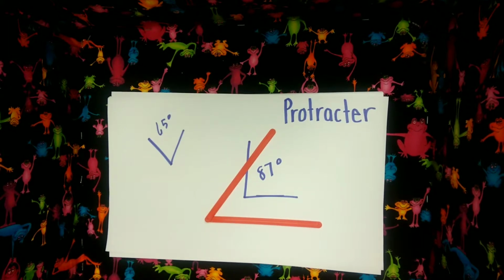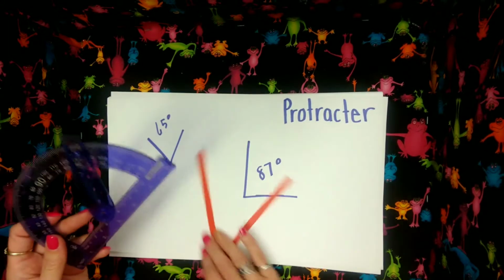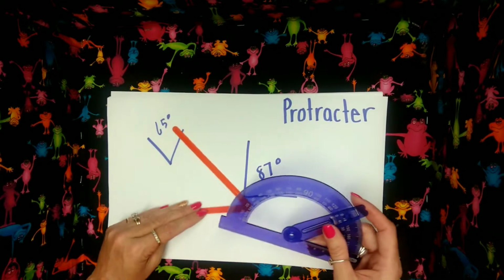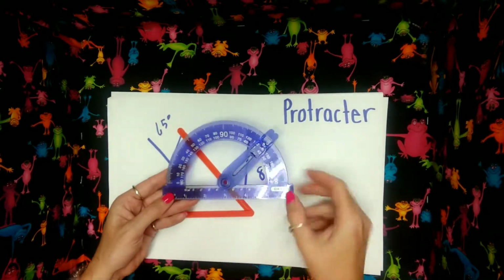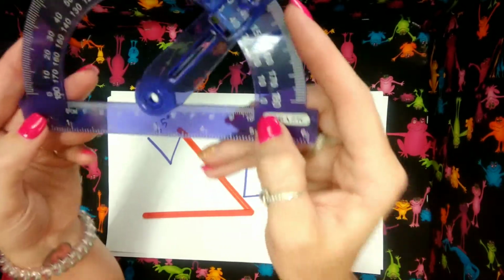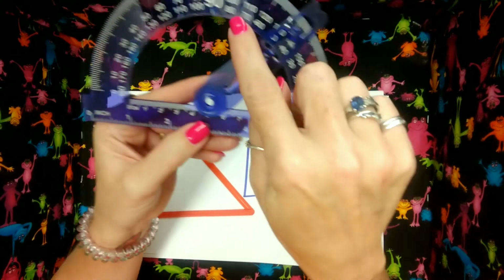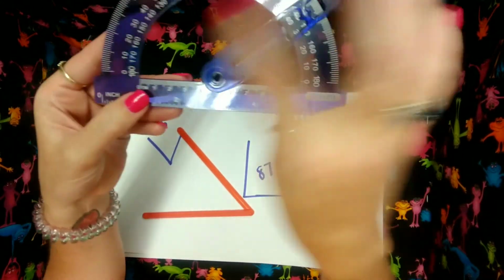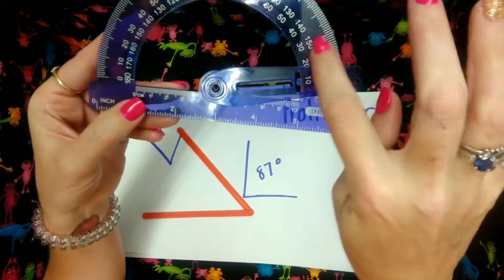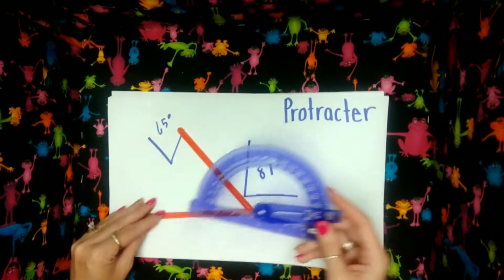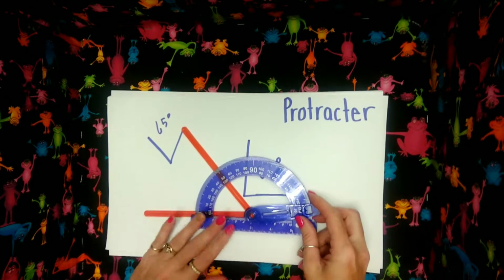All right, let's say our angle was facing the opposite direction. You see how there are zeros on both sides? I'll bring it up nice and close. We've got zeros on both sides. If the open part of the angle is facing to the right, you're going to use the inside numbers. If the open part is facing to the left, you're going to use the outside numbers. It just depends on where the open part is facing.